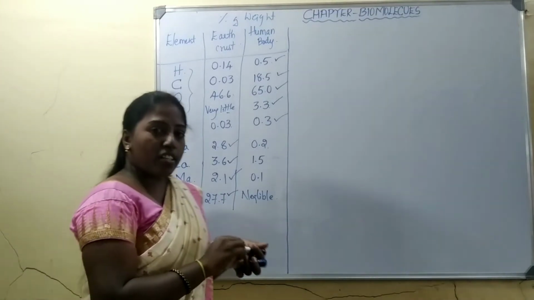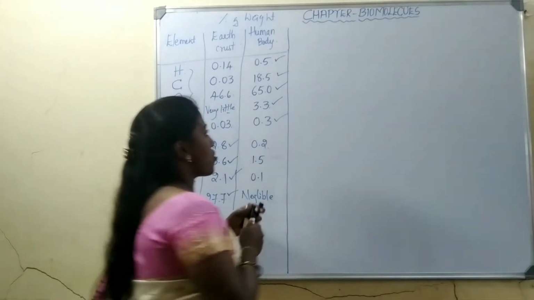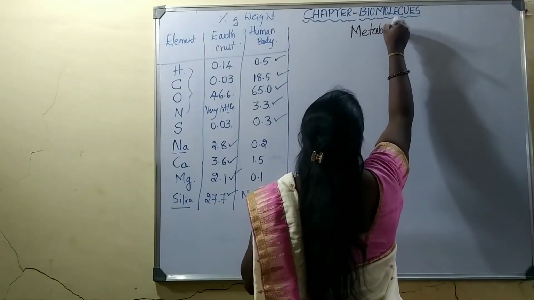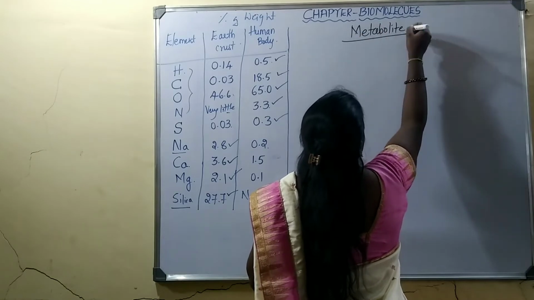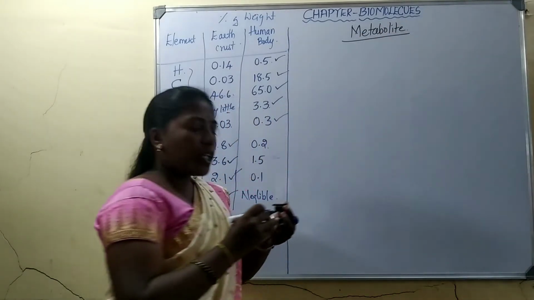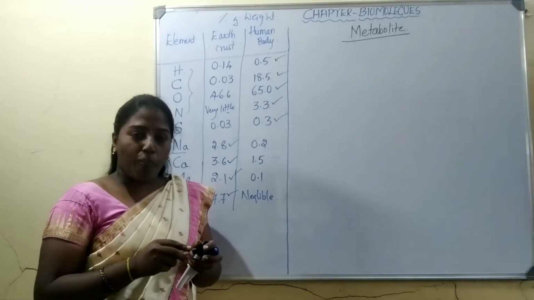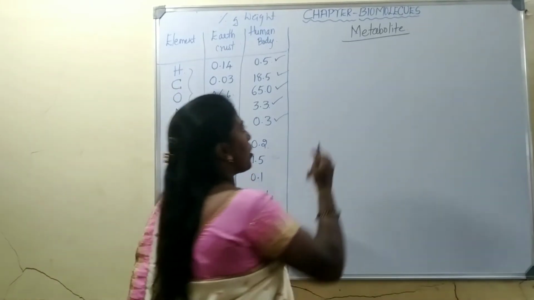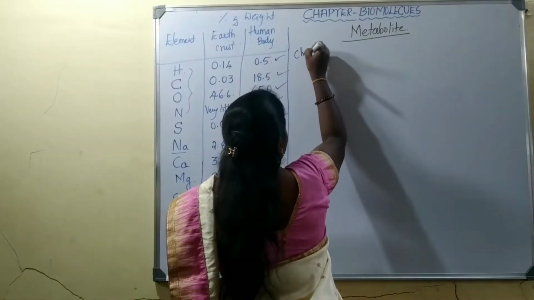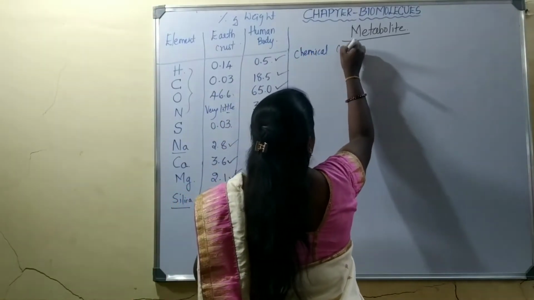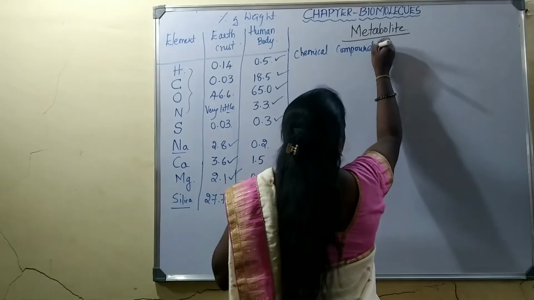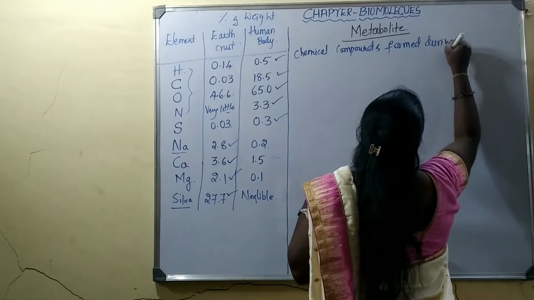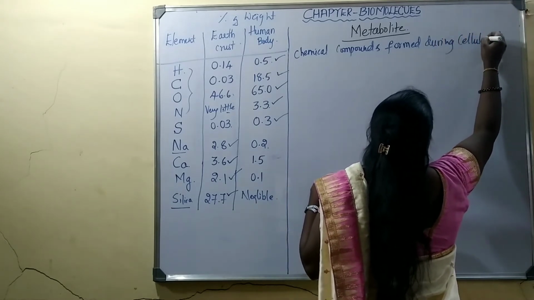Next, we are going to discuss metabolites. First we'll discuss the definition of metabolite. What is a metabolite? Metabolites are the chemical compounds formed during cellular metabolism.